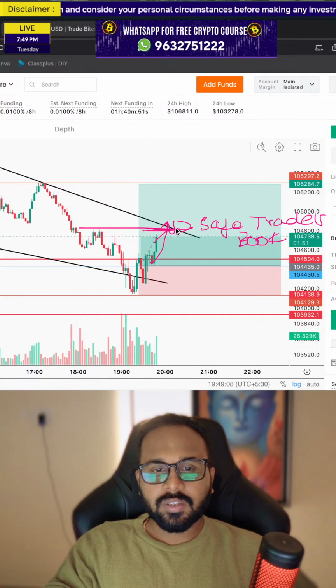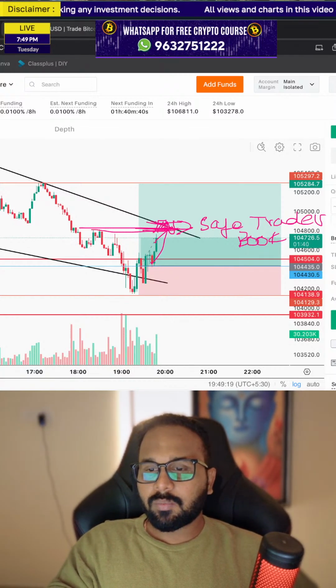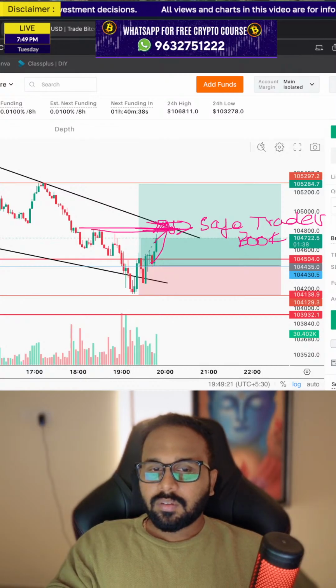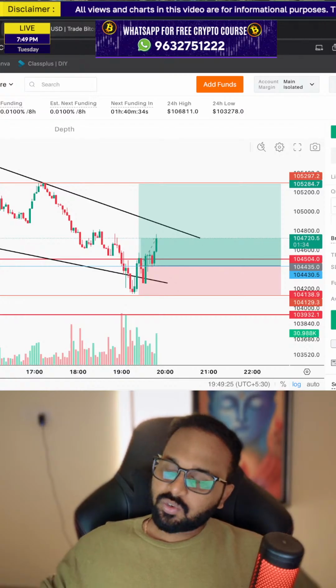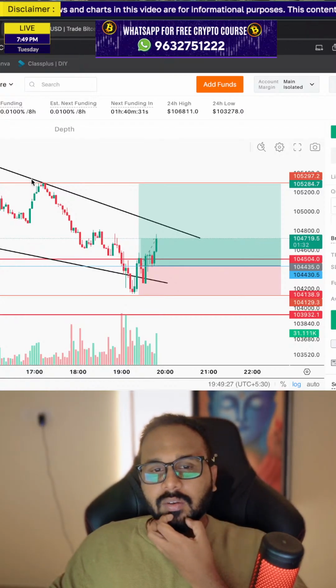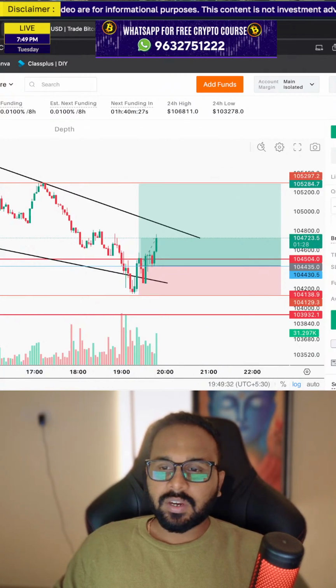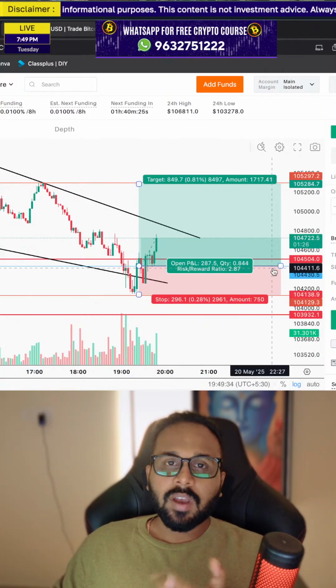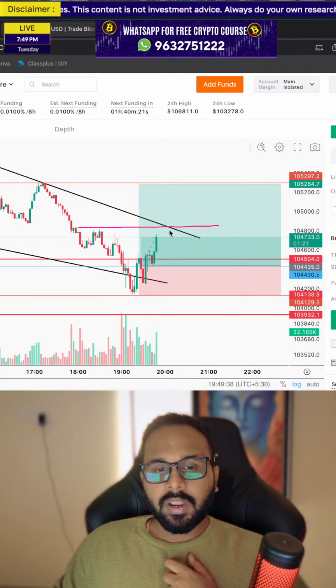I'm saying, safe traders, eventually I think this level will break, and this trend line is important. So at this trend line, if you want to exit, you exit. In my case, I'm not exiting. I can give you suggestions as to where you can exit, but where I will exit in my trade, I only have to decide. How much loss I am ready to take, I only have to decide.